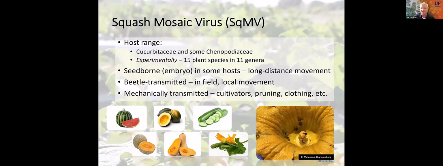It's also beetle transmitted, which accounts for a lot of in-field local movement, and it's also mechanically transmitted through practices in the field, such as cultivation, pruning, clothing, handling the plants, plant-to-plant touch. So this can be very problematic in the field, and especially in protected agriculture.